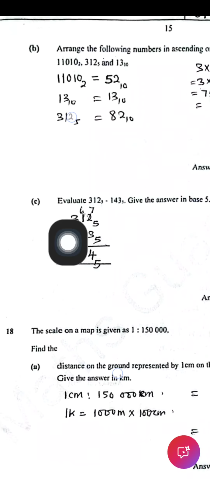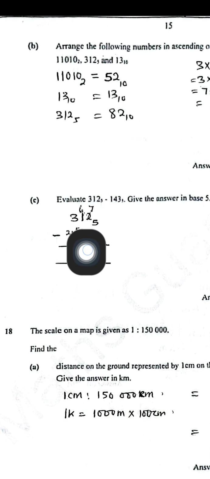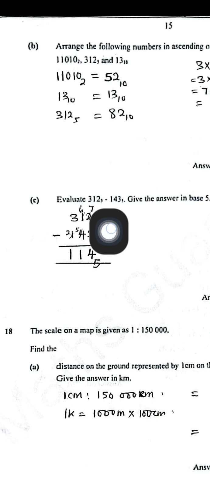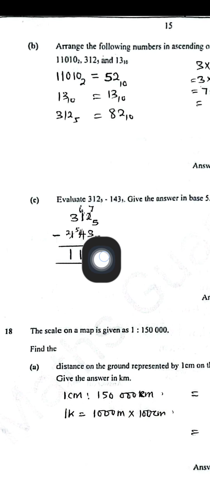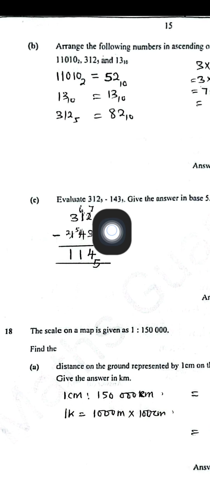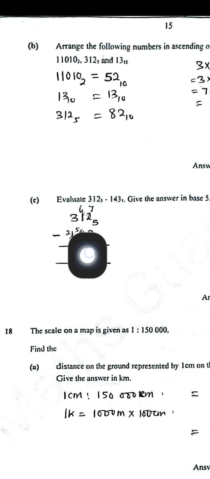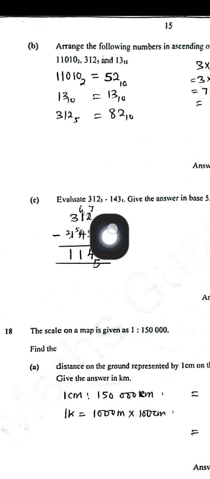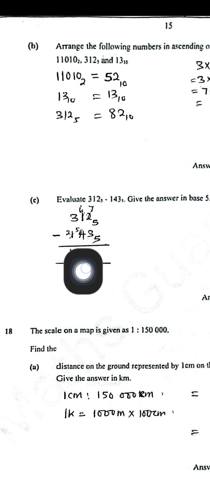You want to subtract the 2. Right, since you want to subtract the 2, you are saying 312 base 5 minus 143 base 5. So 2 minus 3, it can't. So you take this base, which is 5, and you say 5 plus the number you're given, which is 2, which is 7. 7 minus 3 is 4.